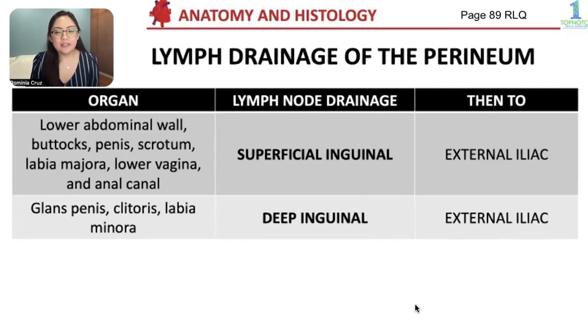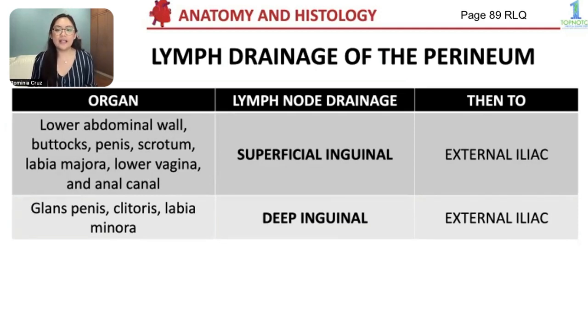So for the lymphatic drainage of your perineum, on the other hand, it is generally through the inguinal lymph nodes. Pelvic organs, iliacs, para-aortic, inferior mesenteric. Perineum, inguinals, either superficial or deep, depending sa location ng structure.